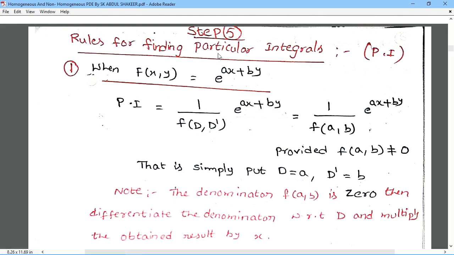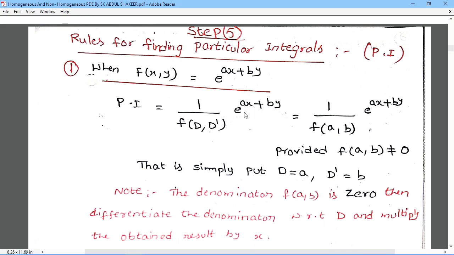So to find the particular integral we have a formula, that is PI is 1 by f of D, D dash into F of x comma y. Suppose the right hand side of the equation is an exponential function, then the particular integral can be found as PI equal to 1 by f of D, D dash, capital F of x comma y. What is F of x comma y here? It is e power ax plus by.